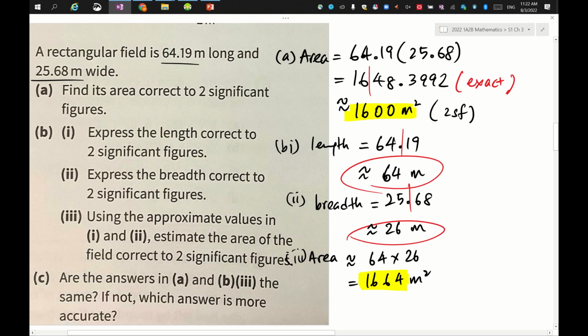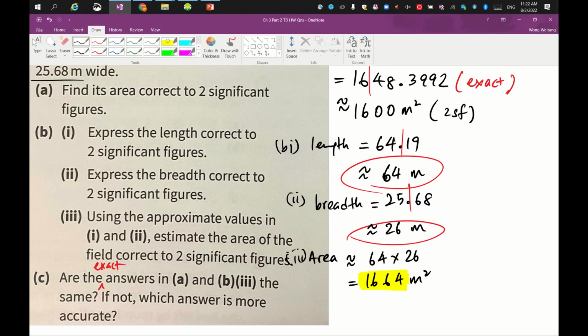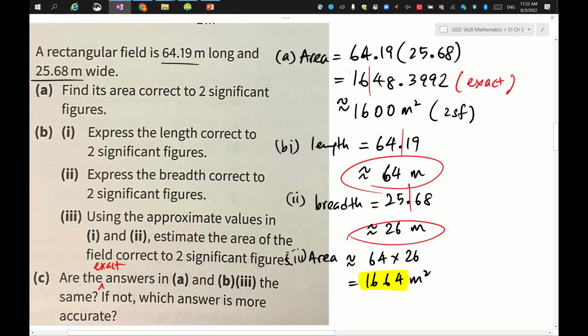Instead of the answers in part A and part B part 1, part A has the exact answer. So I don't want to compare the 1600. I would like you to compare the two highlighted parts. Okay, 1648.3992 versus 1664. Which one is more exact? Which one is more accurate? Now obviously they're different. The first one is accurate, right? I already put it as exact.